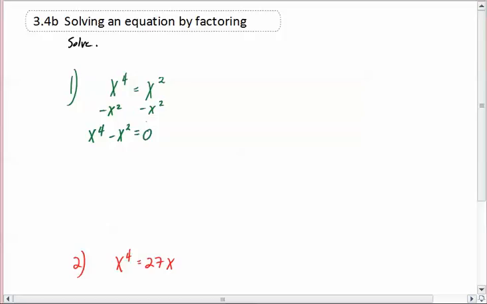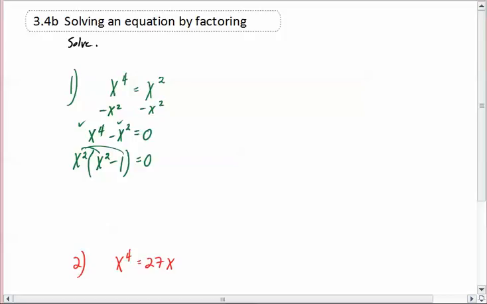So I have the x to the fourth minus x squared. Now I notice that there is a common factor, so that's handy. So I pull out the common factor of x squared. That leaves me with x squared, and then there's a minus 1 there. Let's go back and check. Is that times that? Good. That times that gives me that. Good. So now, here are my two factors.